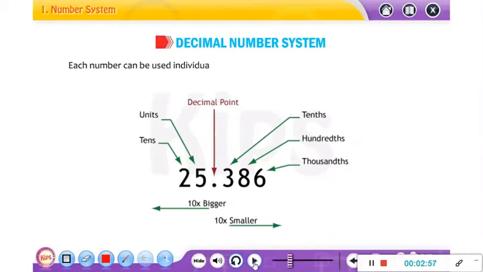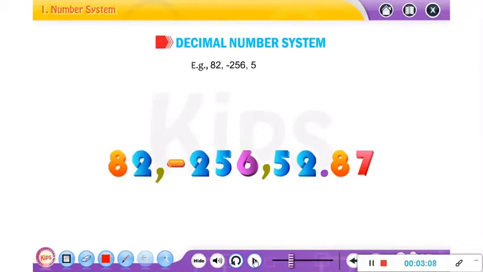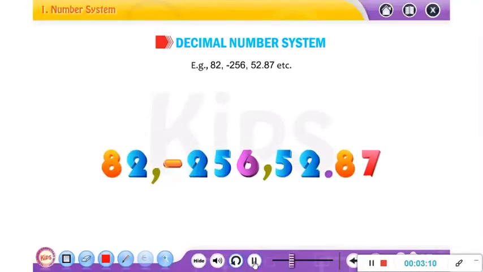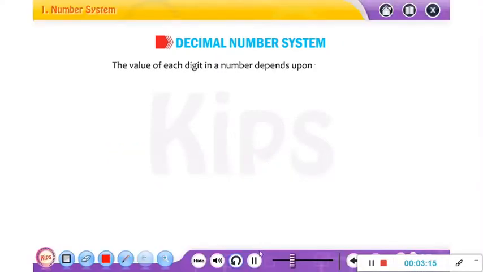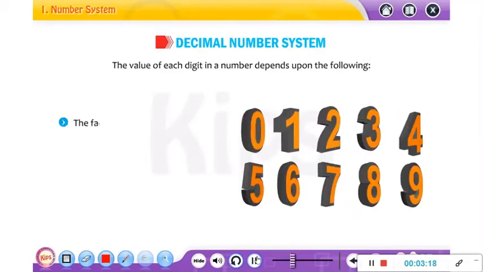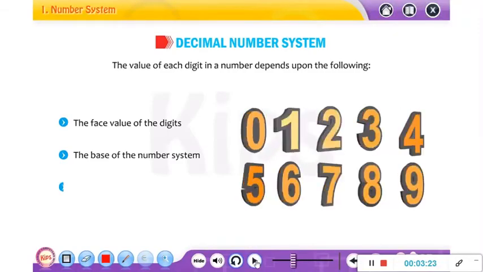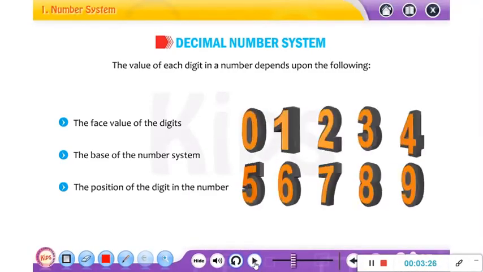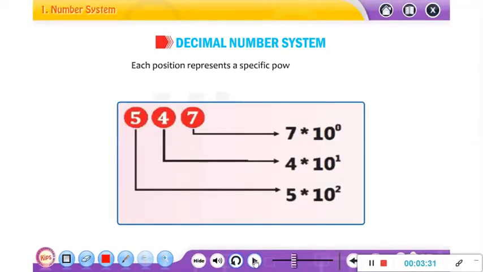Each number can be used individually or they can be grouped to form a numeric value. Example: 82, minus 256, 52.87, etc. The value of each digit in a number depends upon the following: the face value of the digit, the base of the number system, the position of the digit in the number. Each position represents a specific power of base 10.